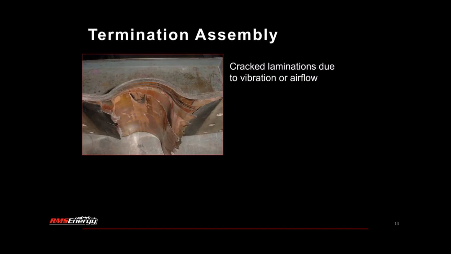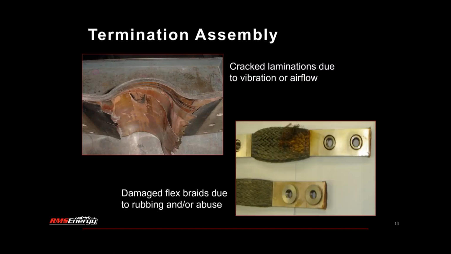So within that termination assembly, the flexible joints play a key role, but they can become damaged over time. Laminated style flexible links can crack due to vibration and airflow, reducing dielectric clearance in your terminations. You can also have rubbing and fraying from your flexible braids. Over time, this will reduce the cross section of the braid. It can also introduce conductive particles and strands into your bus duct as well.